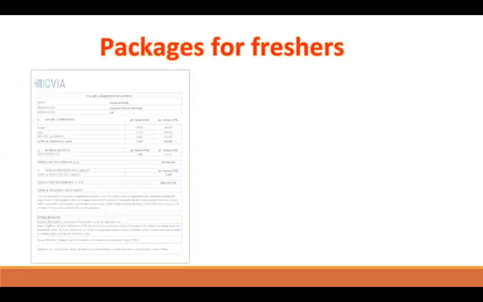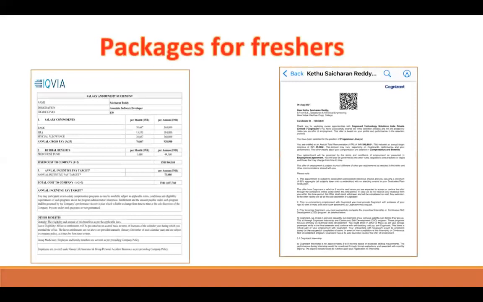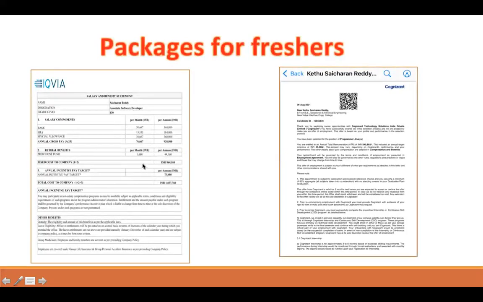Okay. So, packages for freshers. These freshers got two opportunities. One is with IQVIA. IQVIA is one of the product-based companies. As a fresher, they offered him 10,37,000. The same person also got an offer from Cognizant. They offered 5,40,000. One person got two offers.